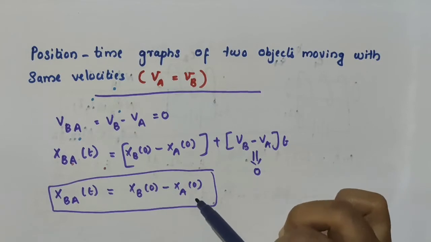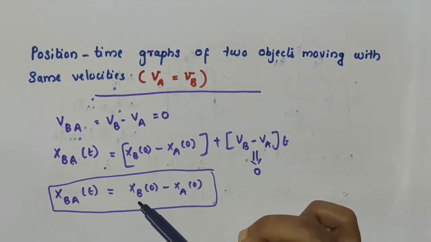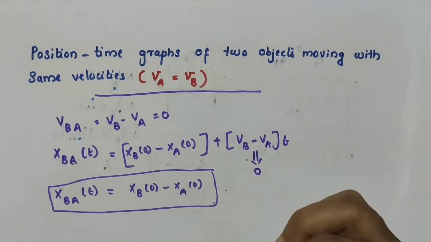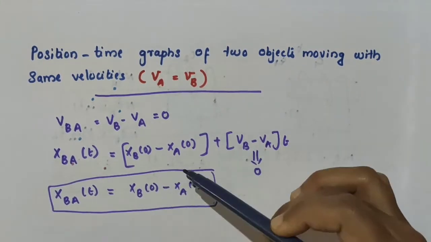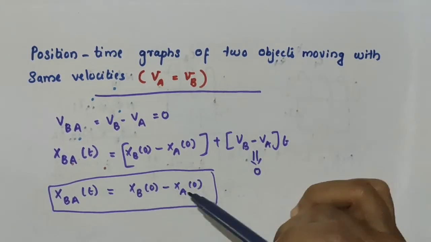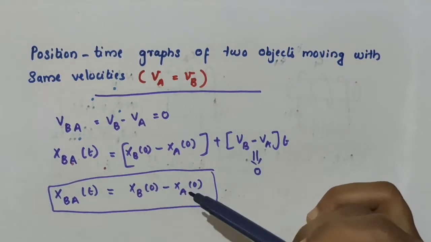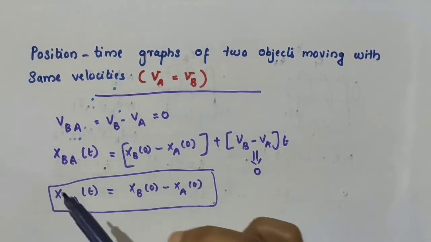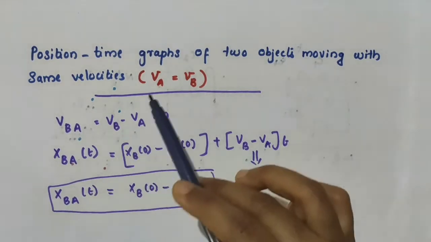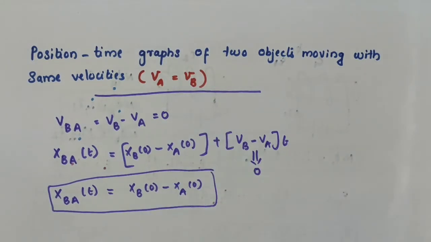XA of 0 is the position of the object A at t equal to 0. And XB of 0 is the position of the object B at t equal to 0. After 1 second or after 2 seconds or at any time t, there won't be any change in their initial positions. So these two are constants. When you take the difference, you will again get a constant. So the displacement of B from the object A, in this special case VA equal to VB, will be a constant.